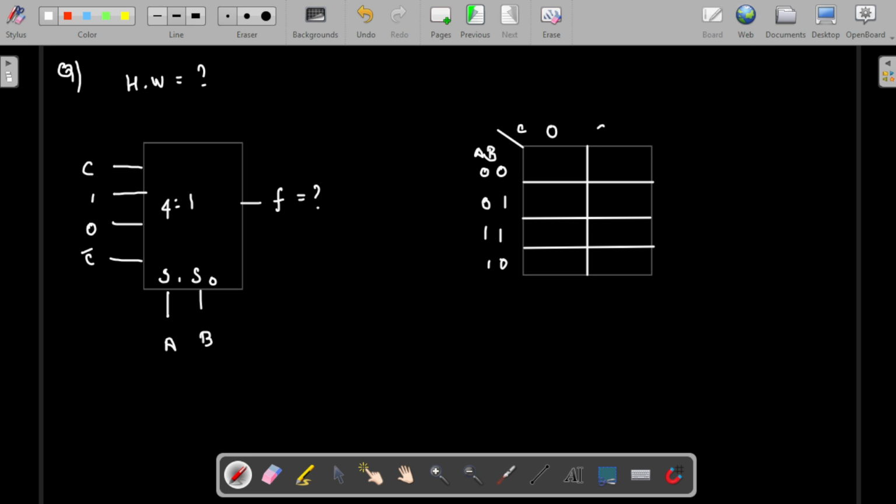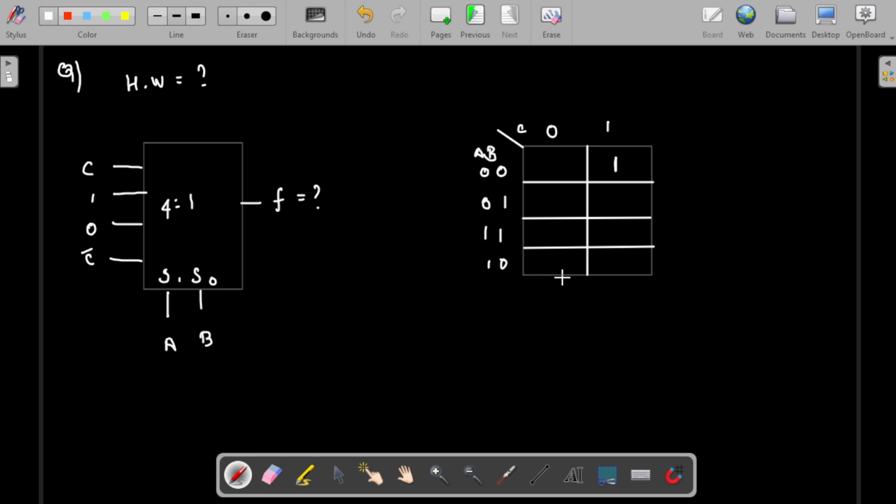So this is 0, 0. Just mimic the thing, must mimic each thing. If 0, 0 is coming, what will be the output? The output will be C. So what is C? We have to put 1 here. Like this way, you just complete all the things and then try to answer it so that you guys can understand. So I'm leaving this to you.